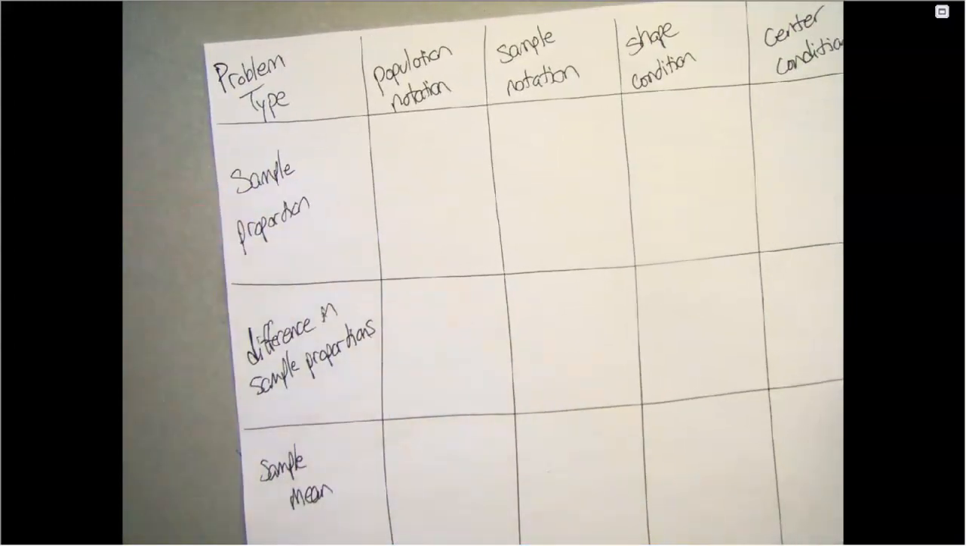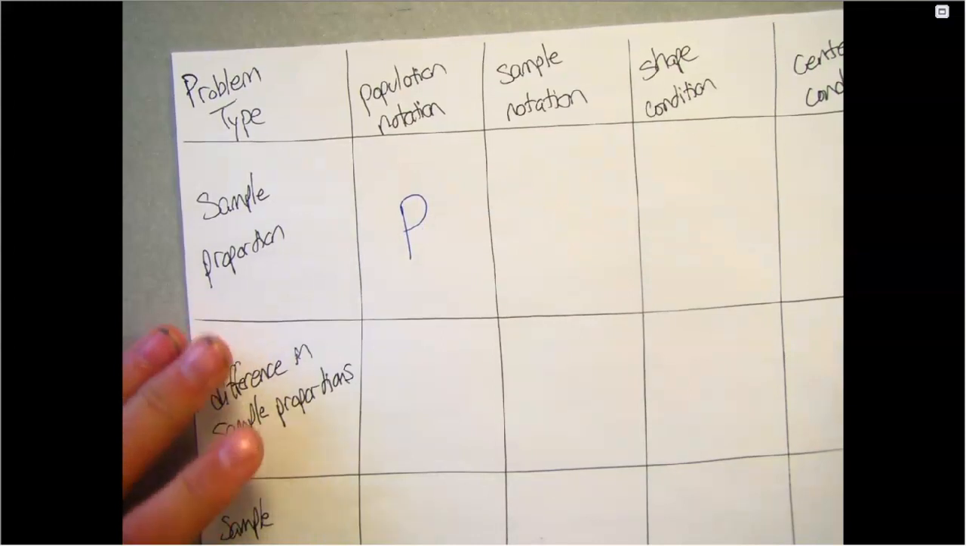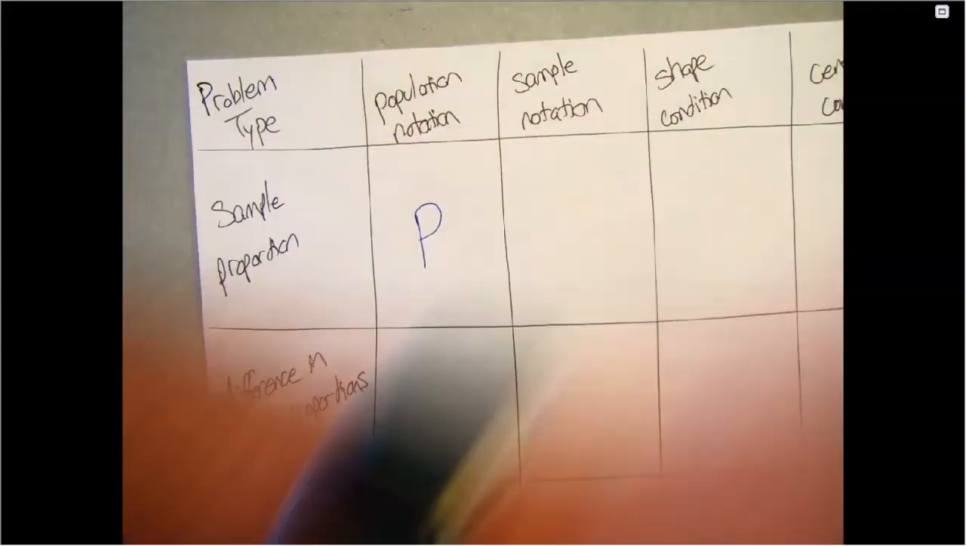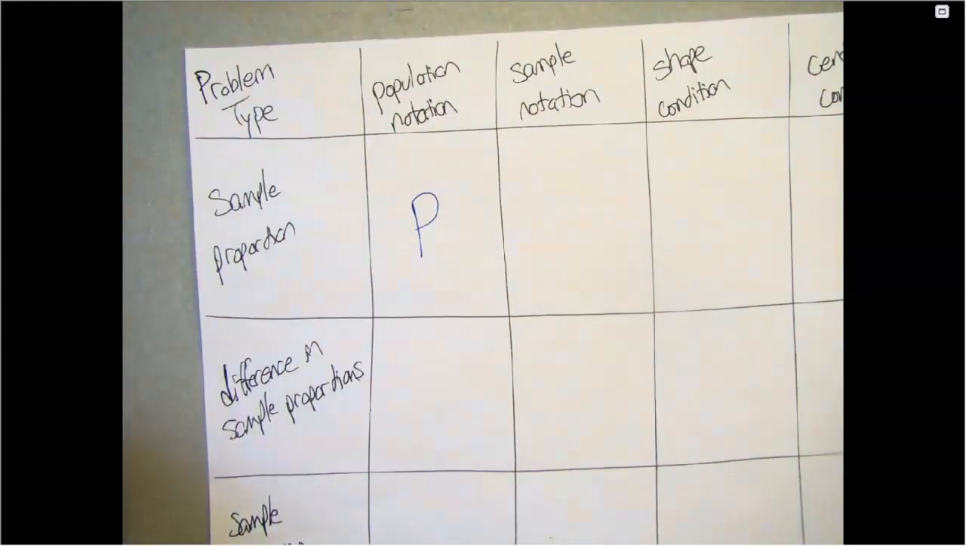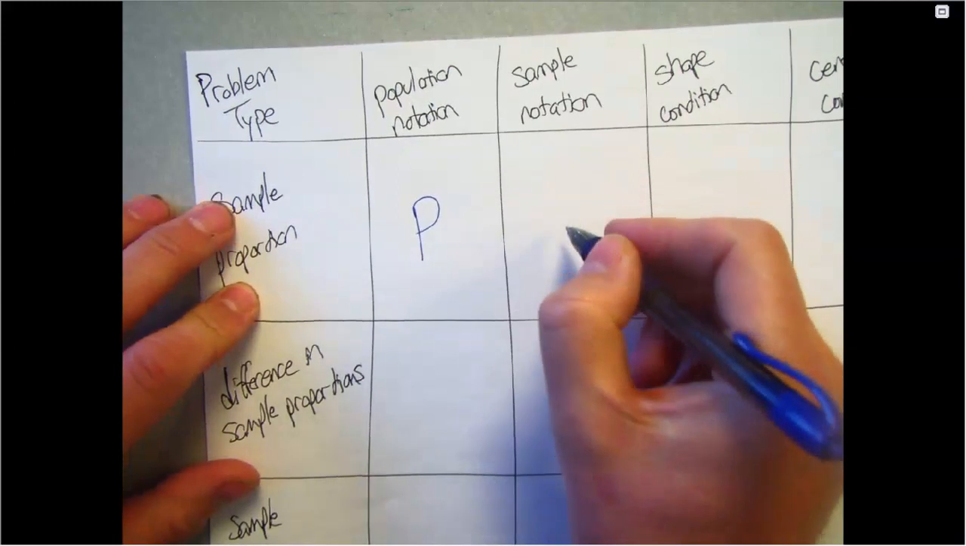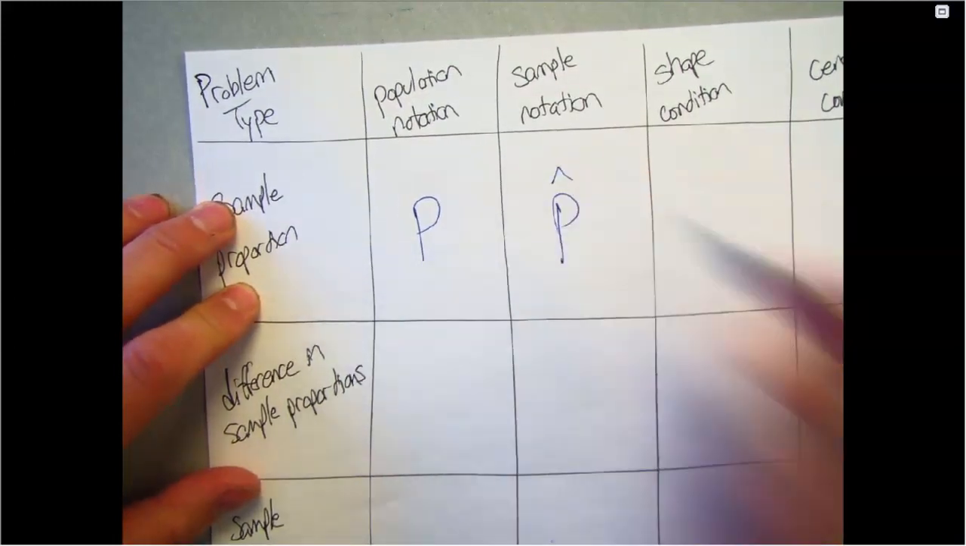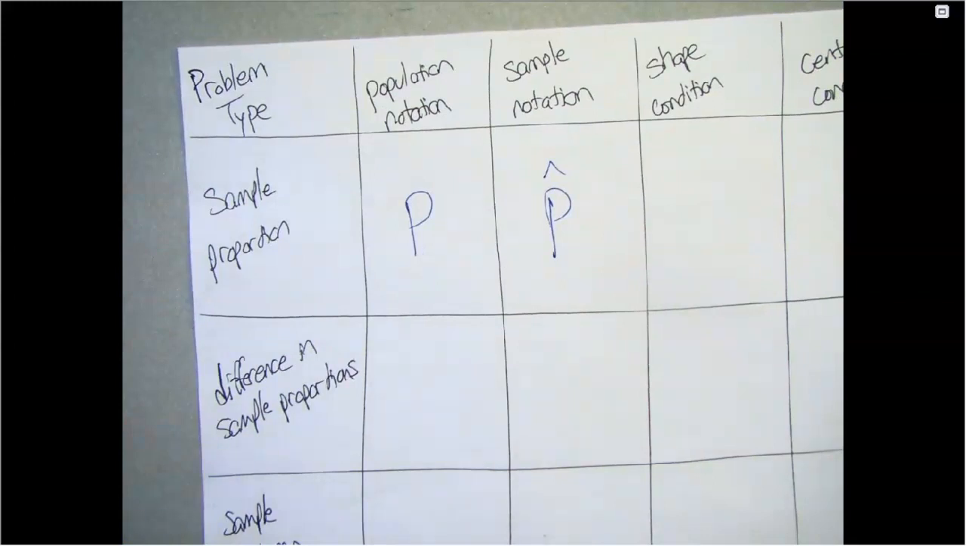Sample proportion, the notation for the population would be like the population proportion. The population proportion is P. The notation for a sample proportion, do we remember what it would be?